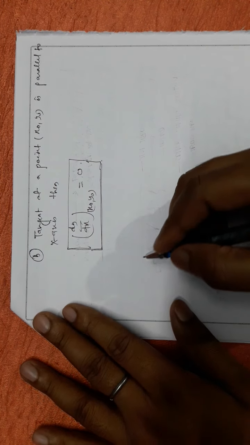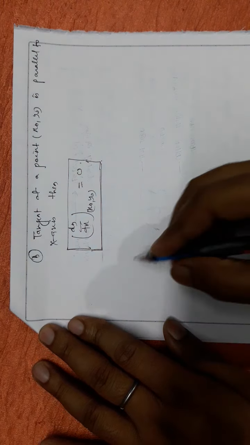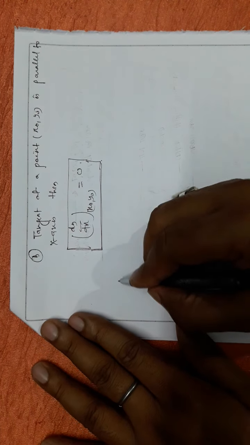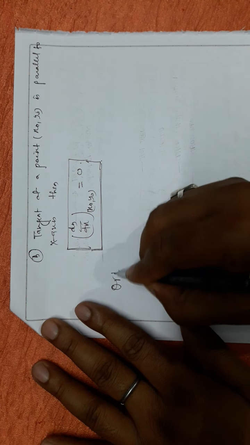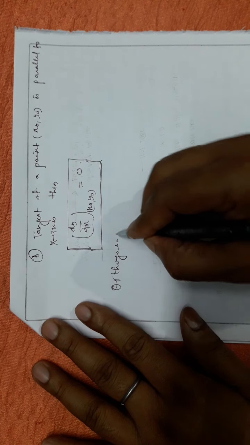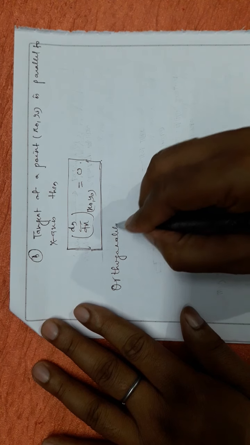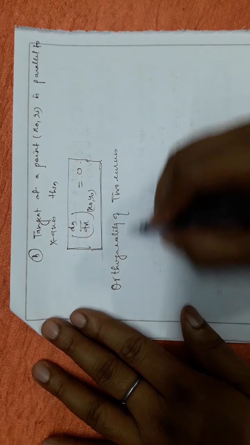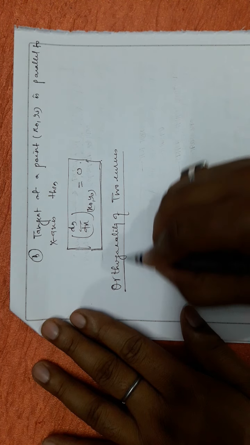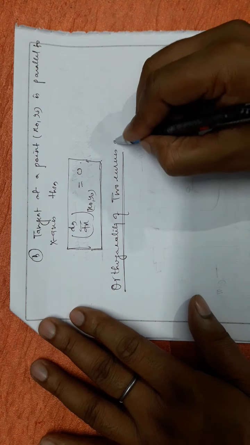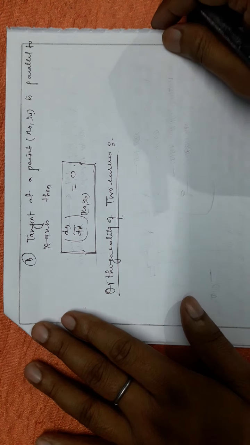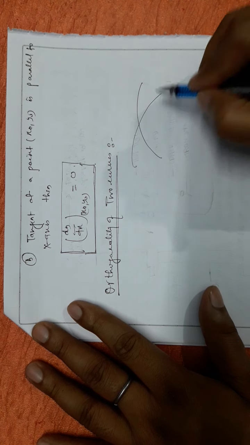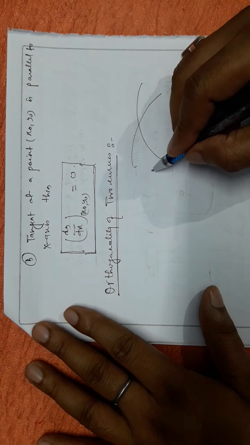Now a question: two curves are said to be orthogonal. So, orthogonality of two curves. When we say two curves are orthogonal at a point, it means the two curves intersect each other at a right angle.